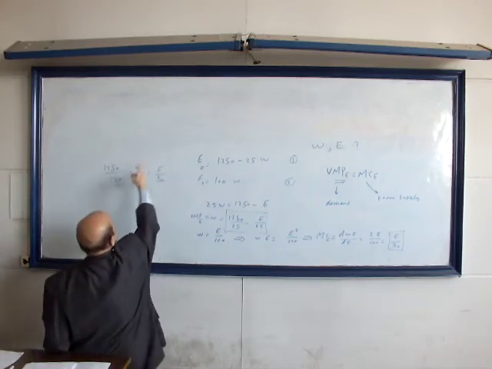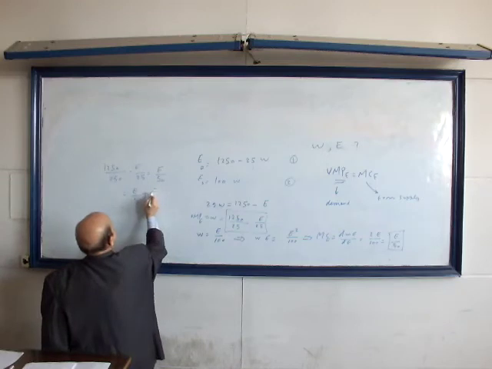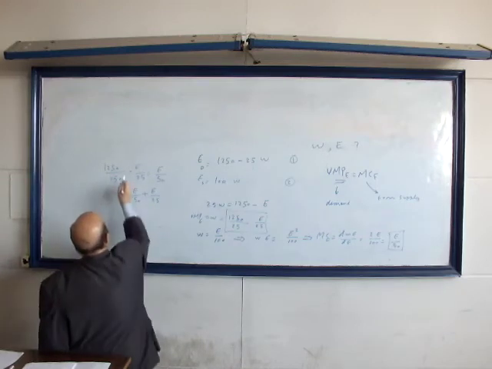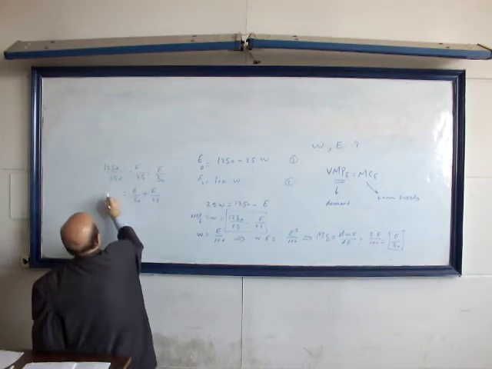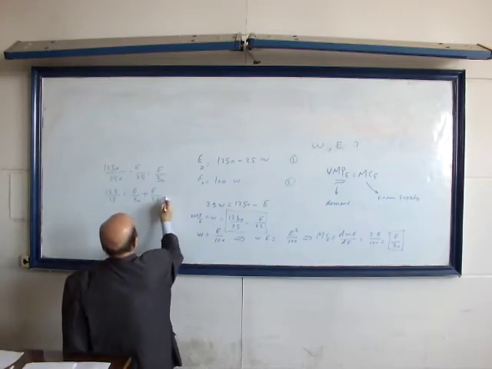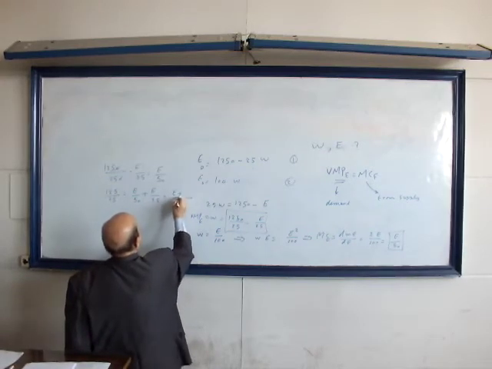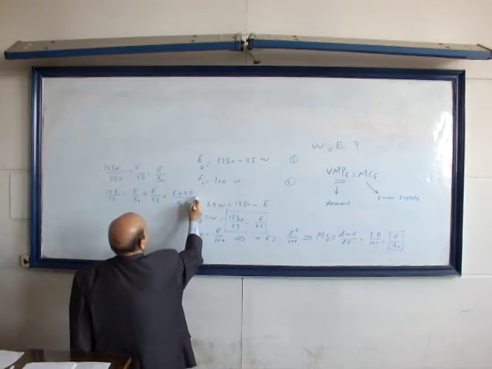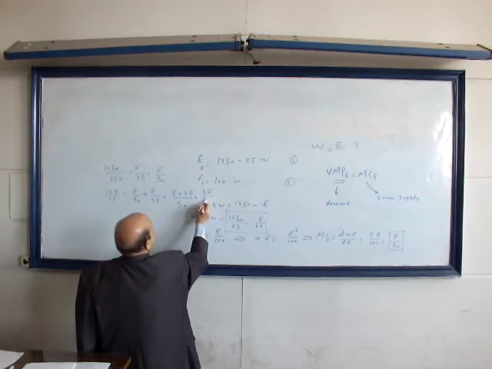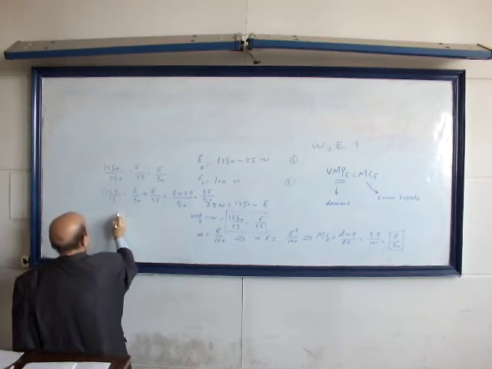Okay, if you move E to the other side, you will have E over 50 plus E over 25 equal 125 over 25. So this is 50. So this is E plus 2E. So you get 3E over 50. So 3E over 50 equal this. This is just 5.